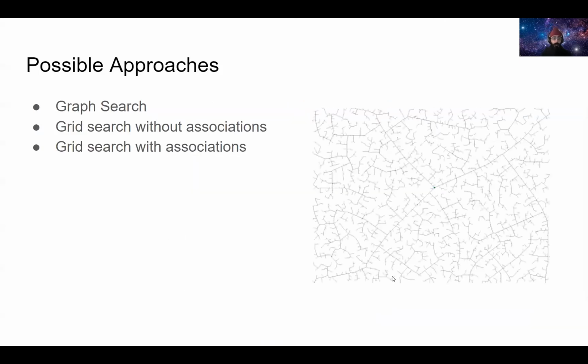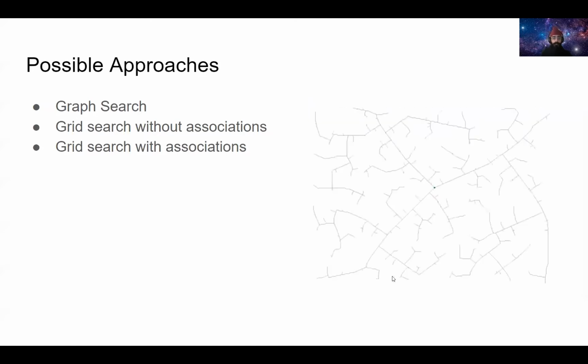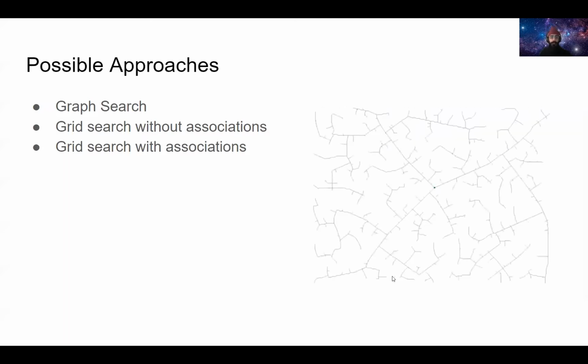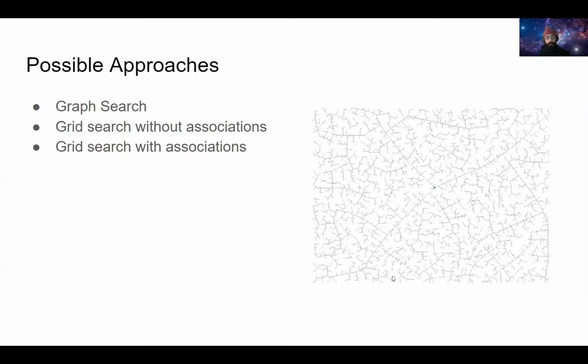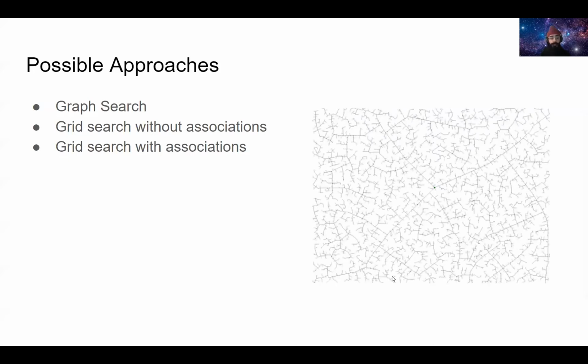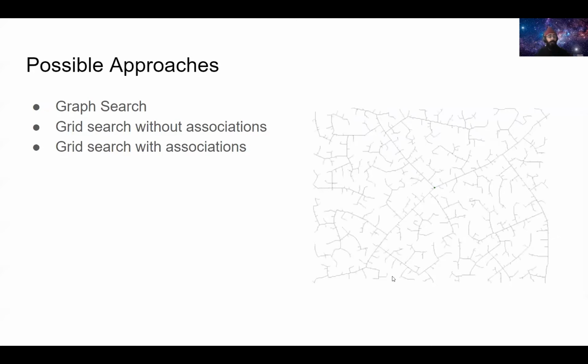For example, one of our initial ideas was to formulate a graph search problem, where basically each of the grid cells is a node in the graph. We could use an algorithm like A star to search over the space and use our associations as a heuristic to guide the search. However, we decided not to pursue this algorithm because in order to explore the nodes in the graph, the robot needs to physically visit the corresponding locations in 3D space, which can be quite expensive.